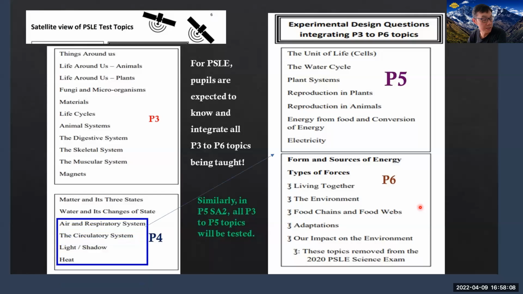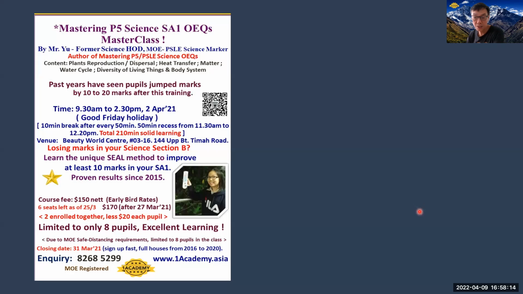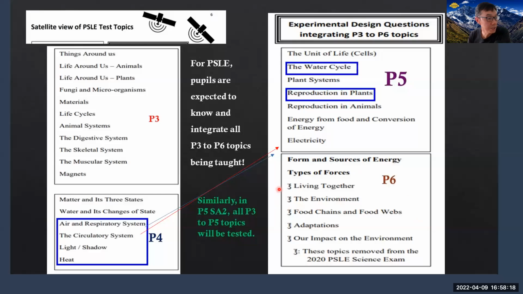This is a topic that is tested in PSLE. You notice there are some topics with this indication here that were removed in the last 2 years. But this year, PSLE 2022, they will very likely resume the testing of all these topics.